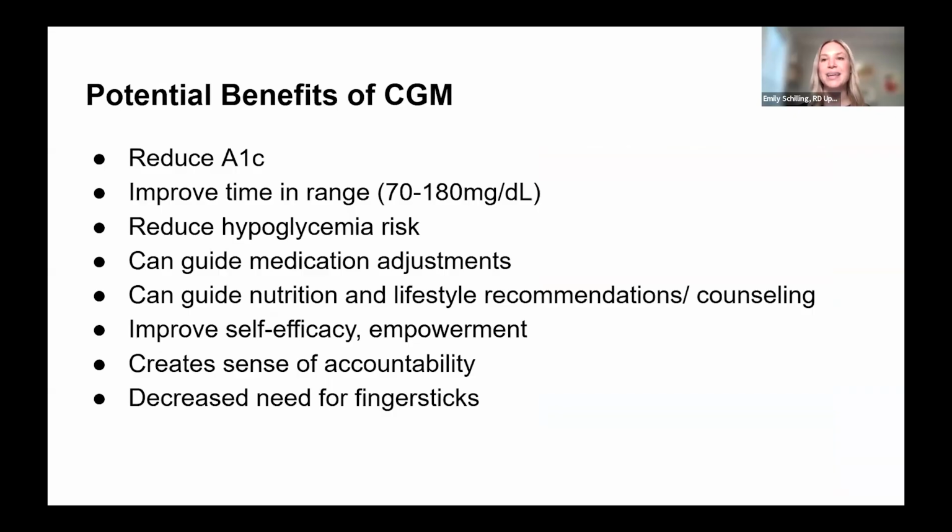Now, there are lots of potential benefits for using CGM devices in people with diabetes. CGMs have been shown to reduce hemoglobin A1C and help improve time in target range. It's also been shown to reduce hypoglycemia risk, which is really important for our older adult population. From the provider standpoint, the CGM reports can help guide medication or insulin adjustments. And they can also help guide nutrition and lifestyle counseling or recommendations.